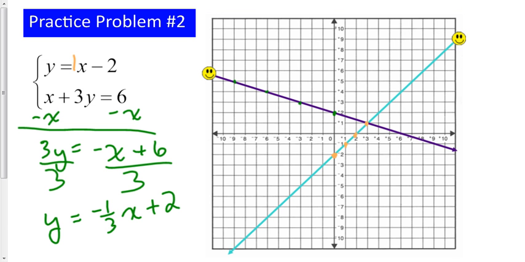And the point where these two lines meet, the point that's a solution to both of these equations, is (3, 1). If I substitute 3 for my x coordinate and 1 for my y coordinate, I get a true statement. Same thing here. If I substitute 3 for x and 1 for y, well, 3 plus 3 times 1 is 6, and that's true too. And that's how we work with systems of equations.